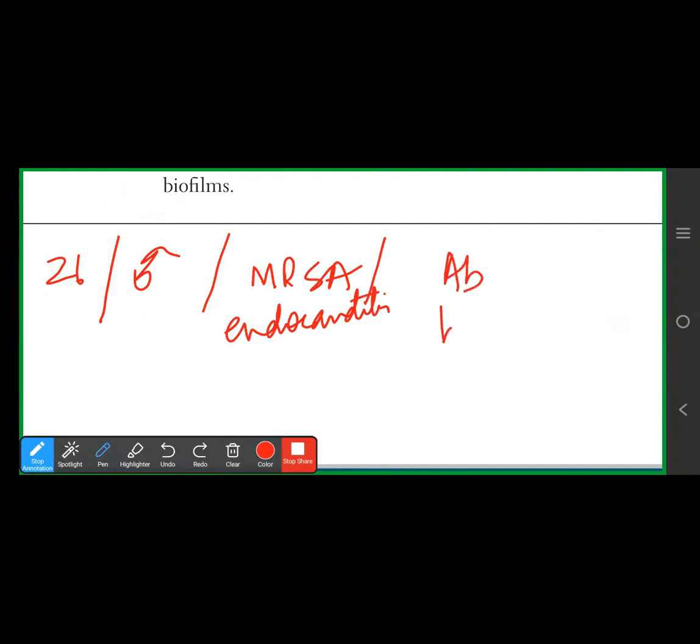The antibiotic is given as a bolus. Okay, it was given intravenously. Now the patient is very flushed, and this flushing is basically seen around the face and around the neck. Okay, so now we have a case scenario of a patient.